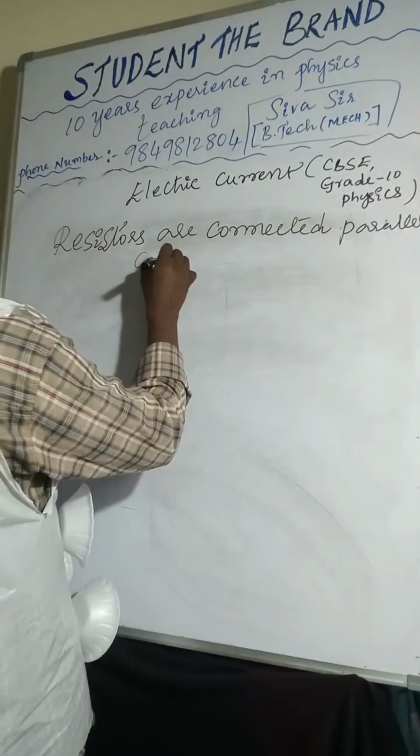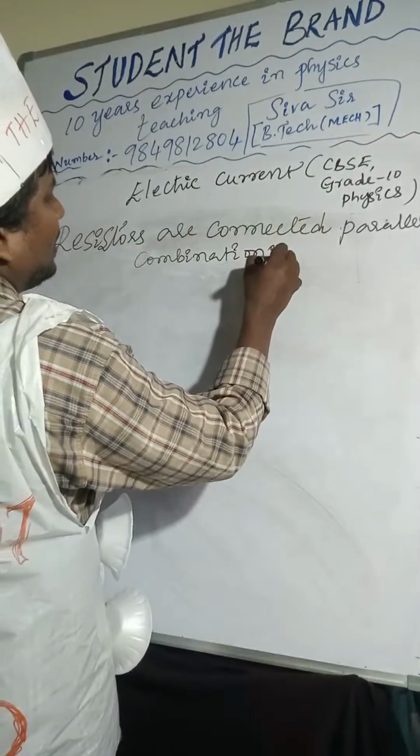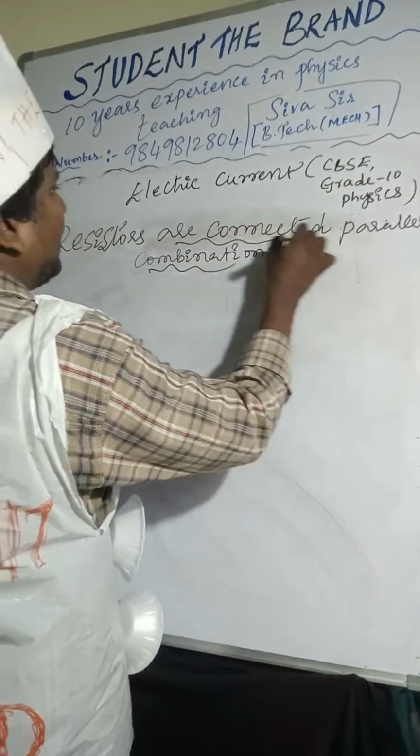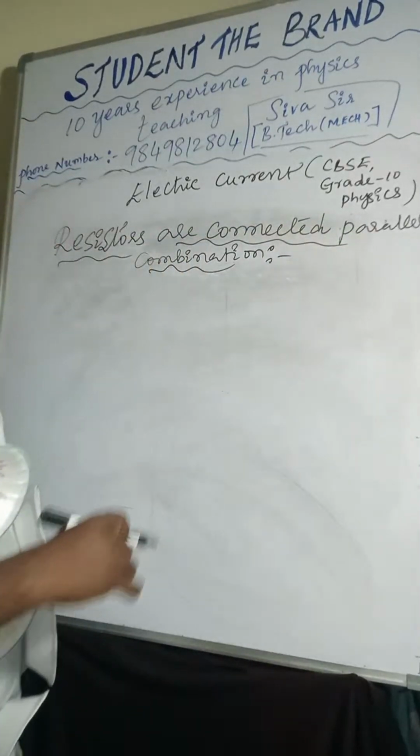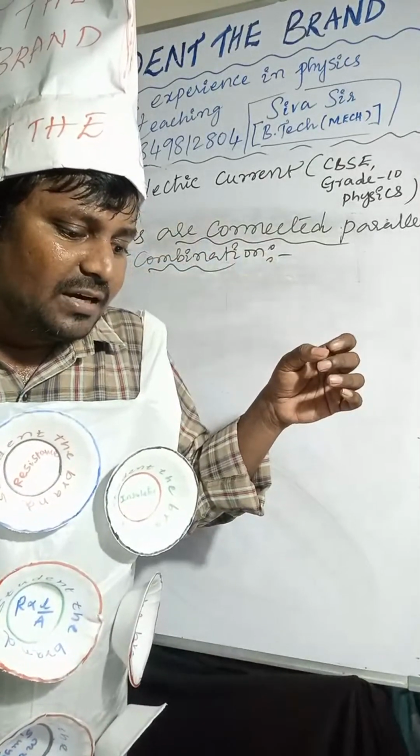Parallel combination was asked in the previous board exam, related to household connections. Based on this, they asked one question. So it is very important.